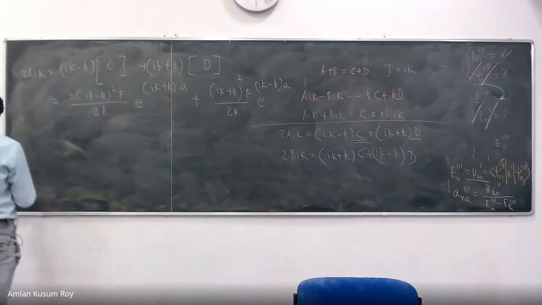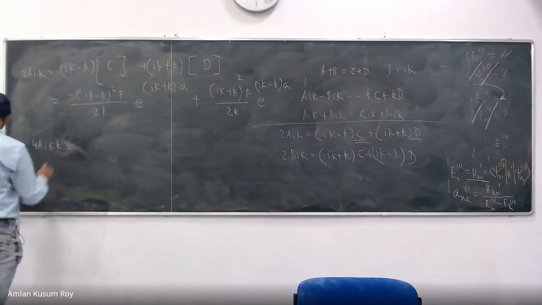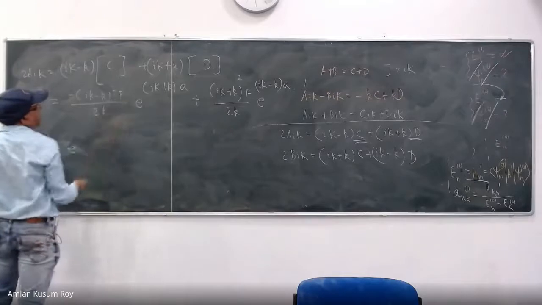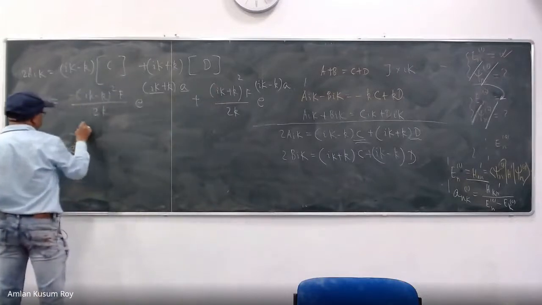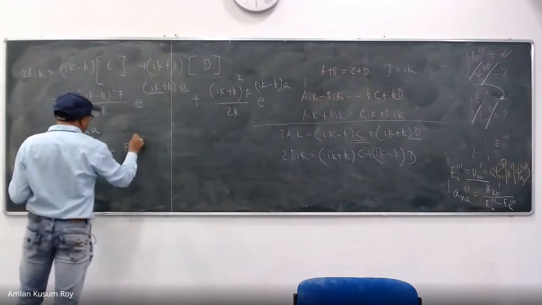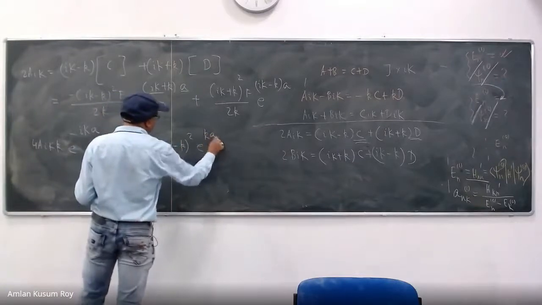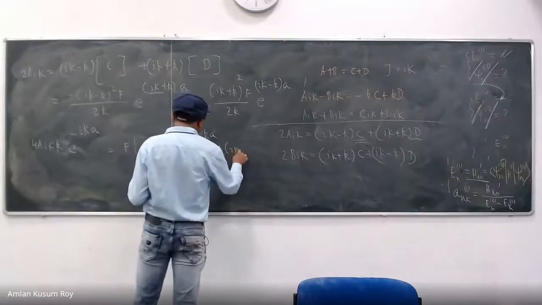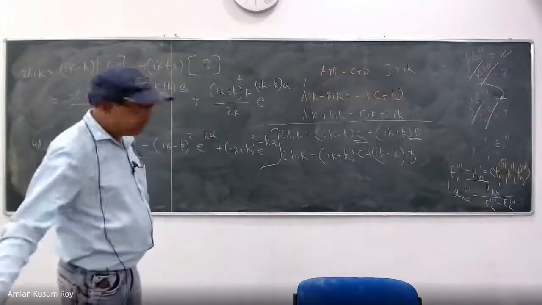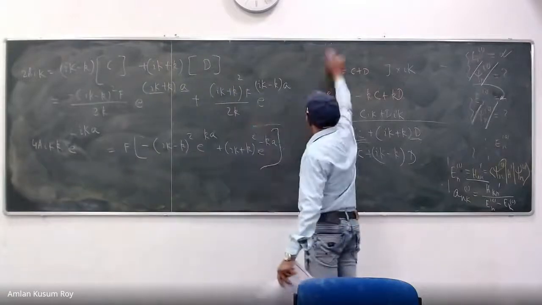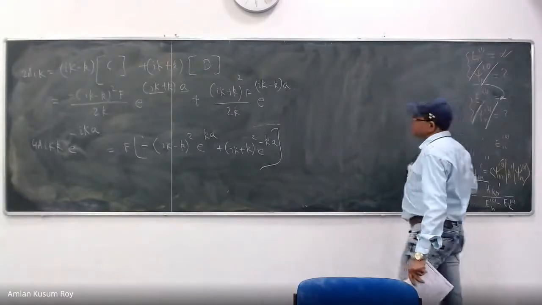Okay, so you can do some rearrangement to get eventually 4A ik kappa, you can divide by e to the power ika, e to the power ika, e to the power minus ik on the left hand side, equal to F into minus ik minus kappa square e to the power kappa A plus ik plus kappa square e to the power minus kappa A.